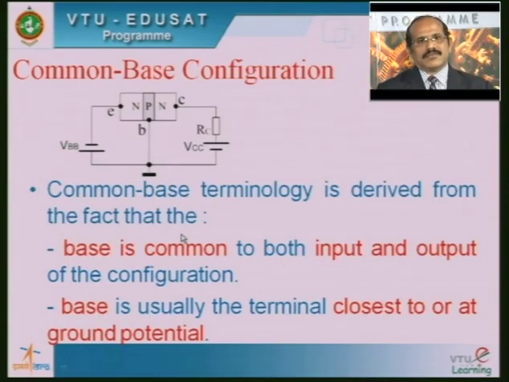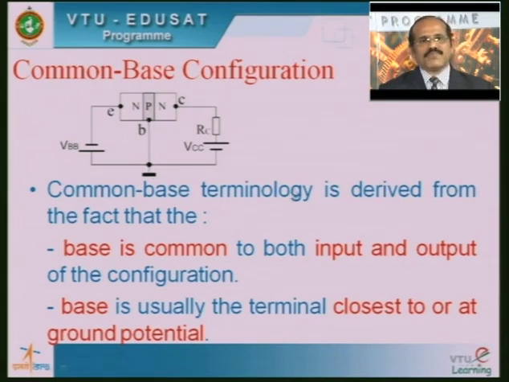Now, let us see in detail the common base configuration of the bipolar junction transistor. Here we have considered an NPN transistor. This N acts as the emitter, the middle layer acts as the base, and the extreme right N layer acts as the collector. The emitter, that is the N layer, is connected to the negative terminal of VEE with reference to the base. Therefore, the emitter base junction is forward biased, whereas the collector base junction, the extreme right end, is connected to the positive terminal of VCC with reference to the base, and therefore this will be reverse biased.